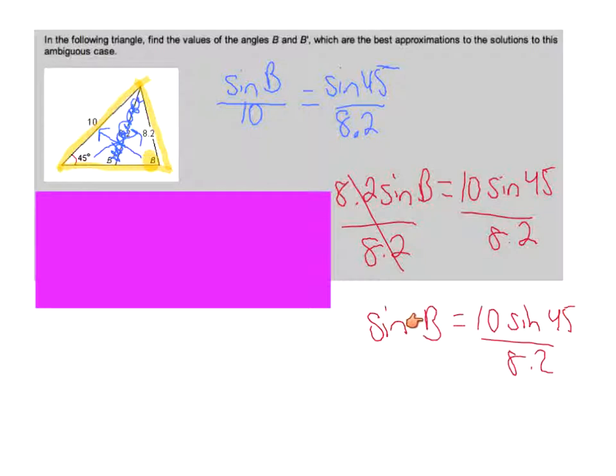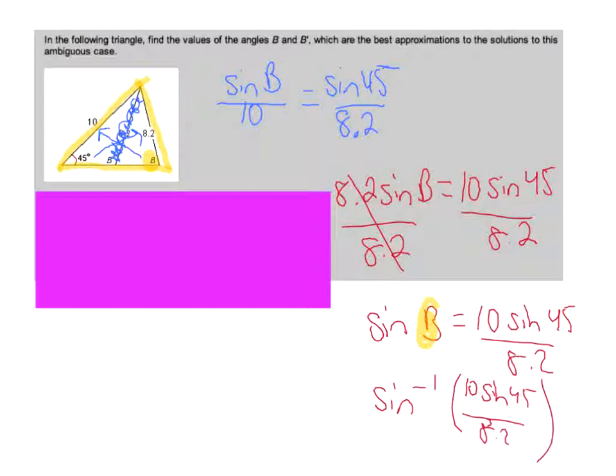So first of all, how am I going to get B by itself though? Do you guys remember how I'm going to get rid of sine? How am I just going to find the angle? What do we type in our calculator? Exactly. You have to type in sine to the -1, and then you're going to do this whole right-hand side.